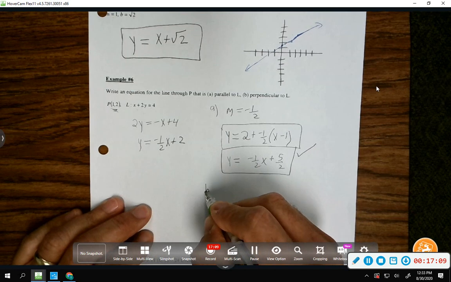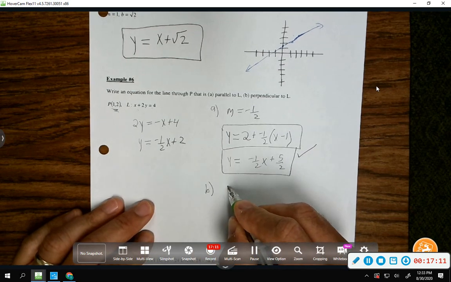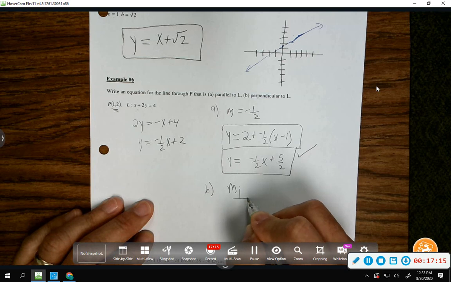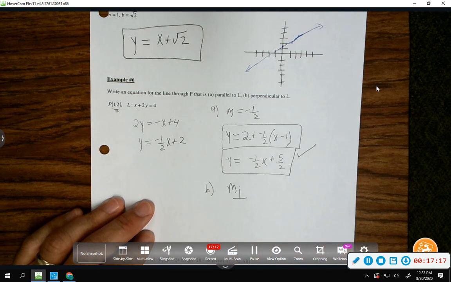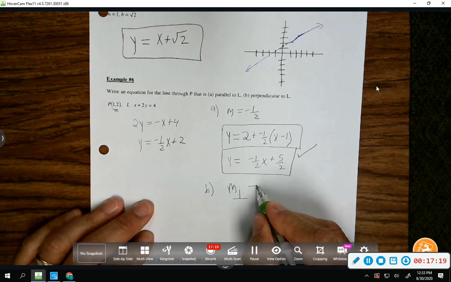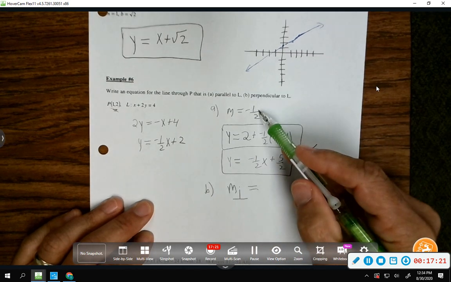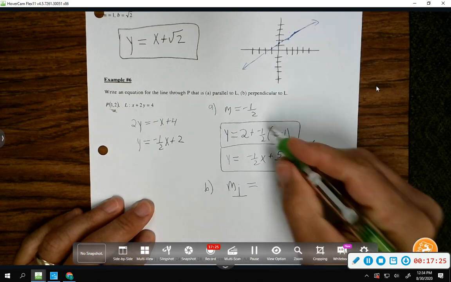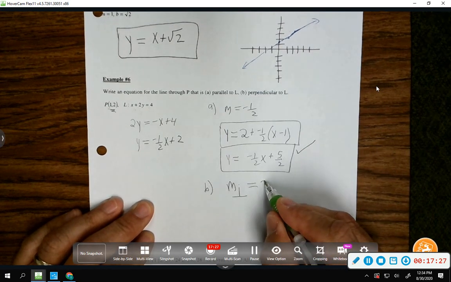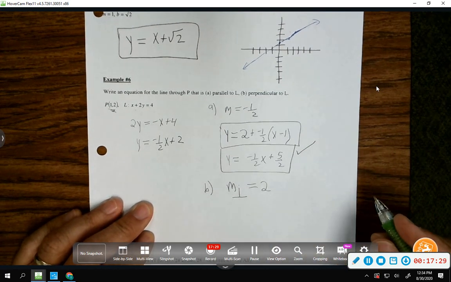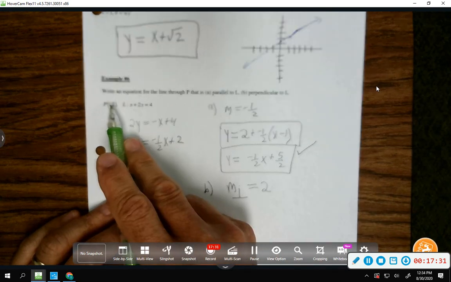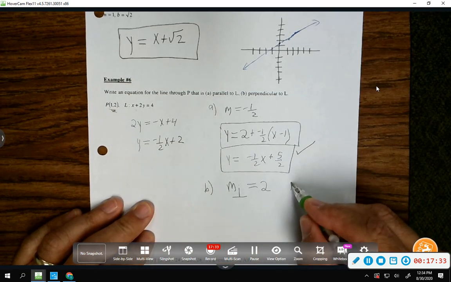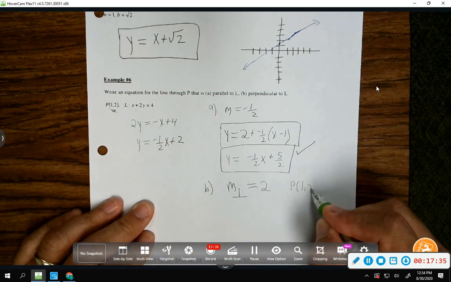Here's part B. On this one, we just have to remember when I'm finding slope, and this is the symbol for perpendicular, an upside down capital T, I'm doing two things. I'm flipping. That's my sound for flip. And I have to change the sign. It's still going through the same point. I don't change the point at all, so I'll write that right here.